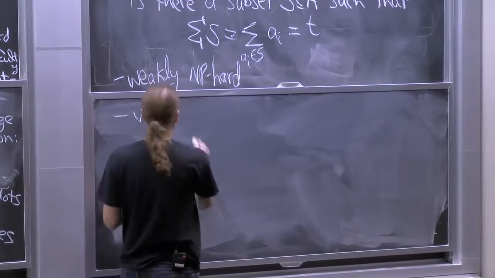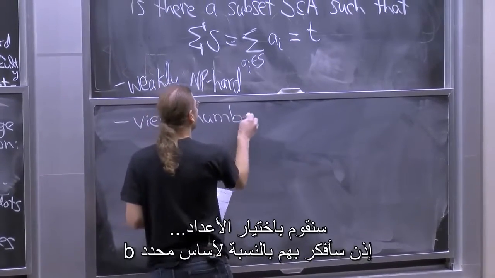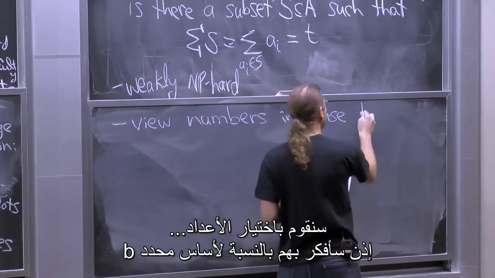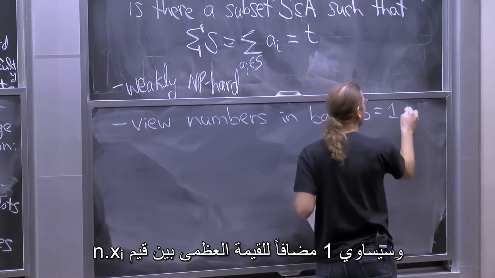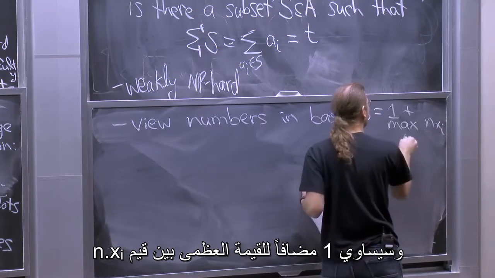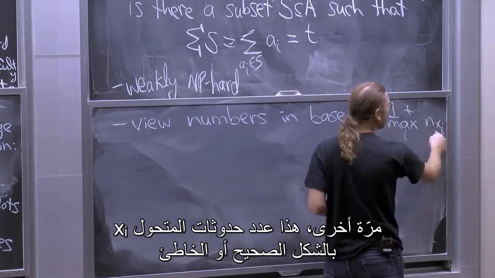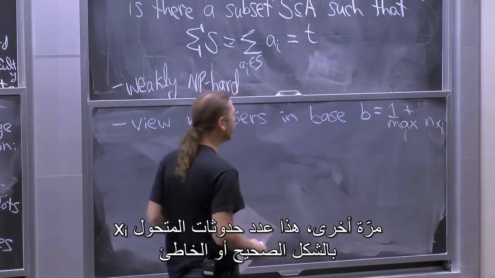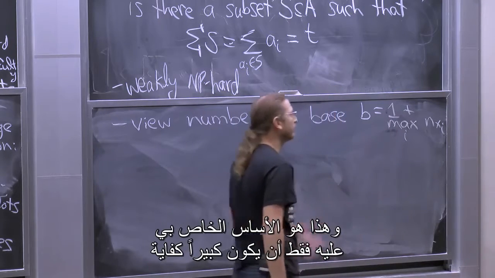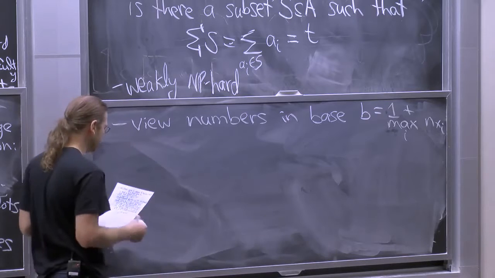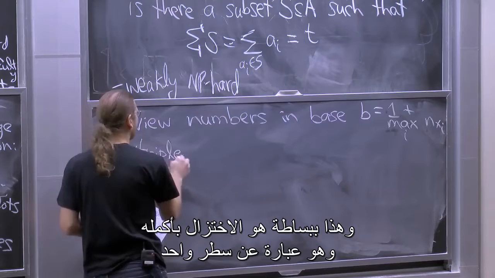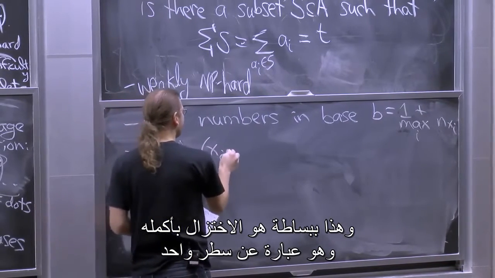So here we go. We get to choose a number, so I'm going to think of them in a particular base, B, which is going to be 1 plus the max of the nxi's. Again, this is the number of occurrences of variable xi in a true or false form. So I take the maximum occurrence of any variable, add 1. That's my base. It just has to be large enough. And this is basically the entire reduction and is one line.